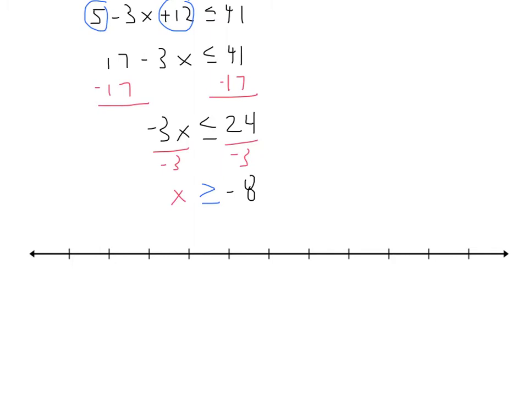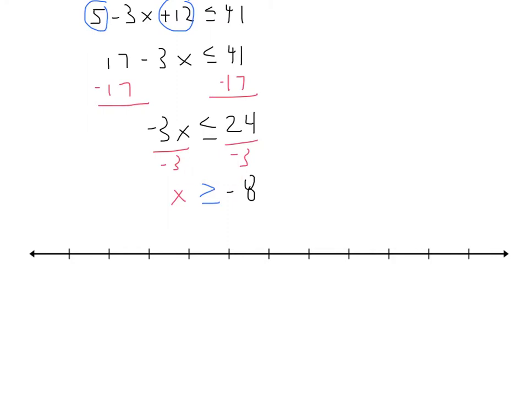Right, so this is an important thing you should have learned in algebra. Right, remember, whenever you multiply or divide both sides by a negative number, the inequality symbol needs to reverse. So it changed from less than or equal to, became greater than or equal to. Right, that only happens when you multiply or divide both sides by a negative number.